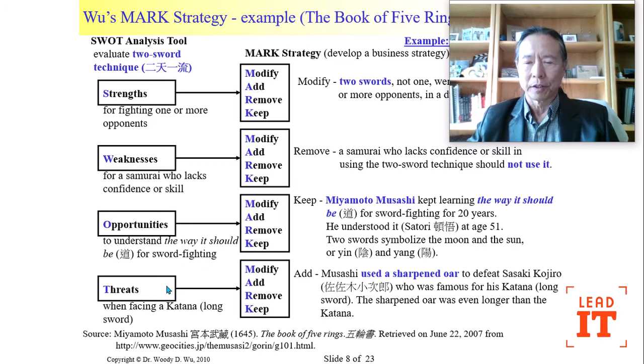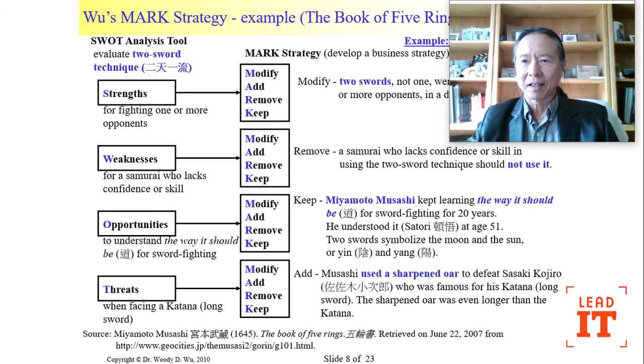The threats. With the famous two-sword technique, when Miyamoto Musashi fought Sasaki Kojiro, Sasaki Kojiro had prepared many years to fight his two-sword technique. In this case, Miyamoto Musashi had really a threat. He was famous for his katana, and Sasaki Kojiro was famous for his very, very long sword. In this case, Miyamoto Musashi totally changed. That's out of the box. He did not use his two swords. He sharpened an oar, and that was even longer than Sasaki's sword, to surprise him.